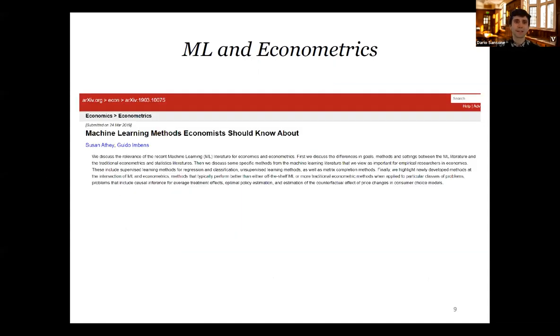If instead you are more interested in the intersection of machine learning and economics or econometrics, Guido Imbens and Susan Athey wrote several articles recently on these topics. And I think this one is the most recent one, in which they give more or less an overview of where the field is going and which tools can be used by economists nowadays. And most of them, again, have been mentioned in the previous webinars.